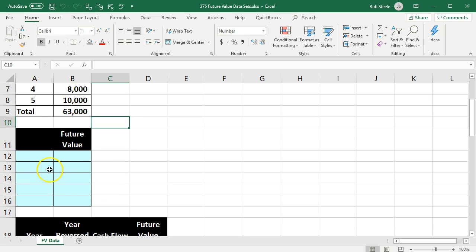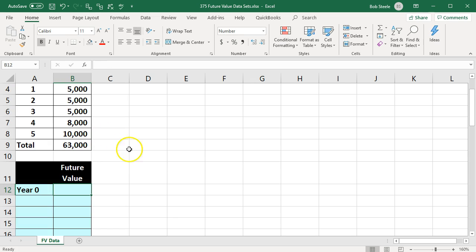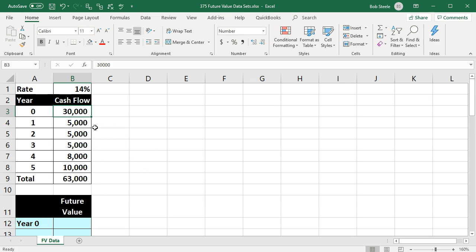So if we go down to our calculation, we can say, all right, let's start off with year zero. Year zero, we're going to take this 30,000. It's going to grow over the entire 5-year time period.